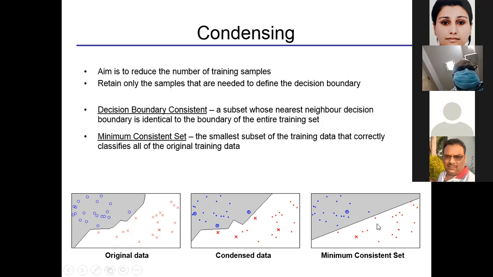If you look at the boundary region, this is just a straight line, but it can divide the data into two parts. On one side of the line we have the blue points, and on the other side we have the red points. So this is the minimum consistent set, the smallest subset of the training data, and it can easily classify your original data set. Just by putting a straight line, we can easily classify that.